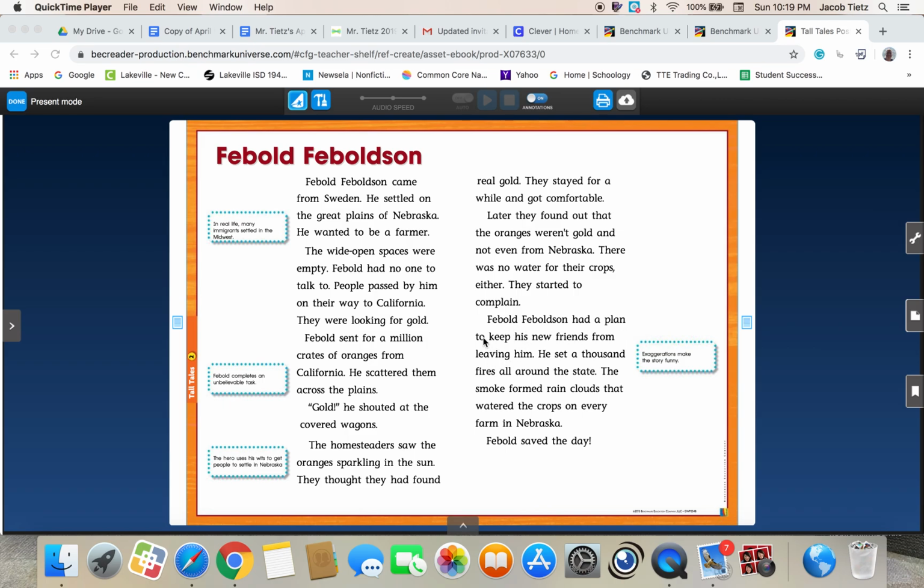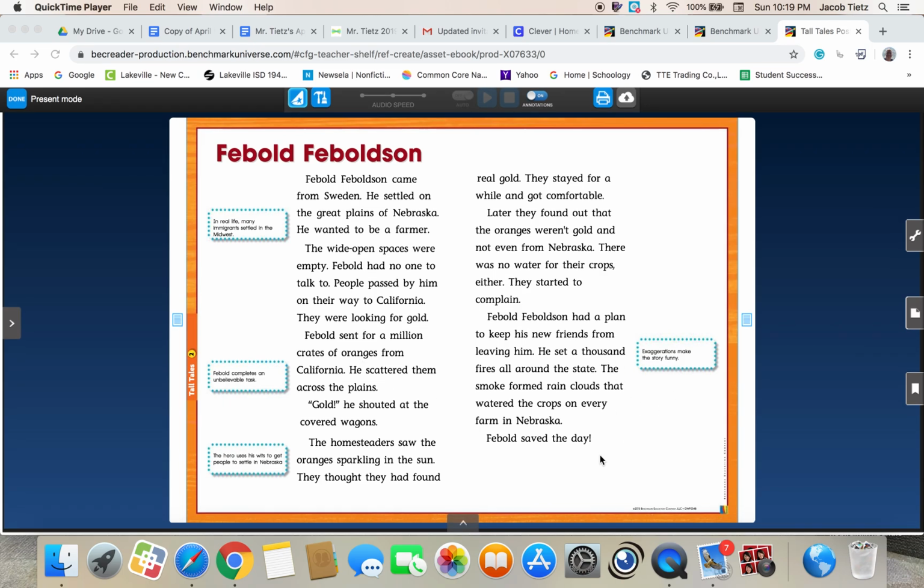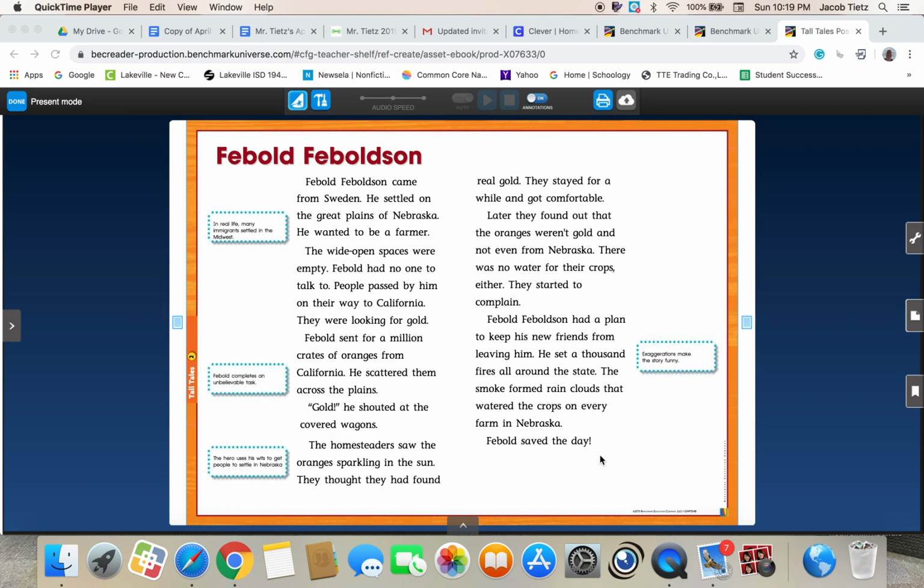Febold had a plan to keep his new friends from leaving him. He set 1,000 fires all around the state. The smoke formed rain clouds that watered the crops on every farm in Nebraska. Febold saved the day. Again, this is another exaggeration, much like him ordering 1,000,000 crates of oranges. So this is the tall tale called Febold Feboldson.